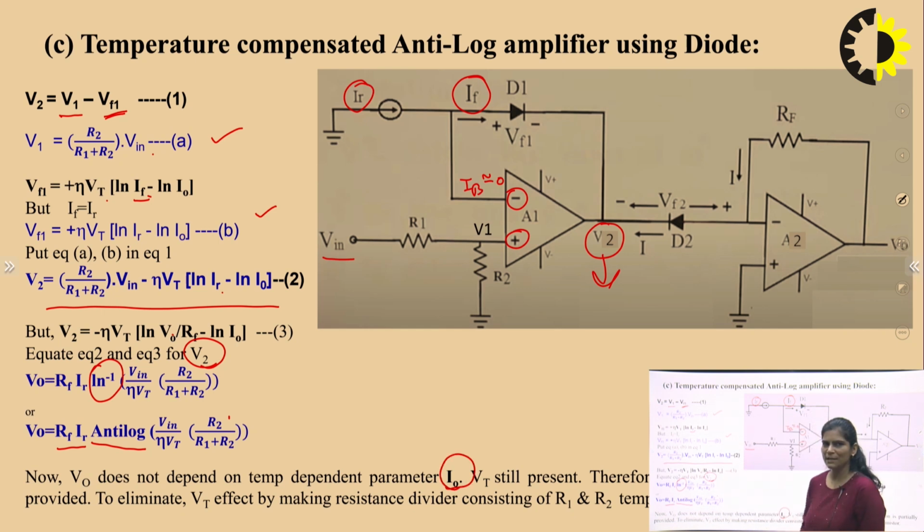I0 is also a temperature dependent parameter. In this equation I0 is not present, so V0 is not dependent on the I0 parameter. But Vt is still present. Therefore, temperature compensation is only partially provided. To eliminate this Vt effect, we make the resistance divider, consisting of R1 and R2, temperature sensitive using a thermistor.